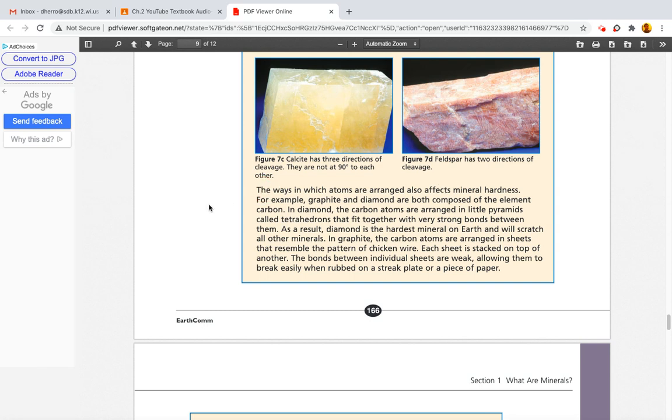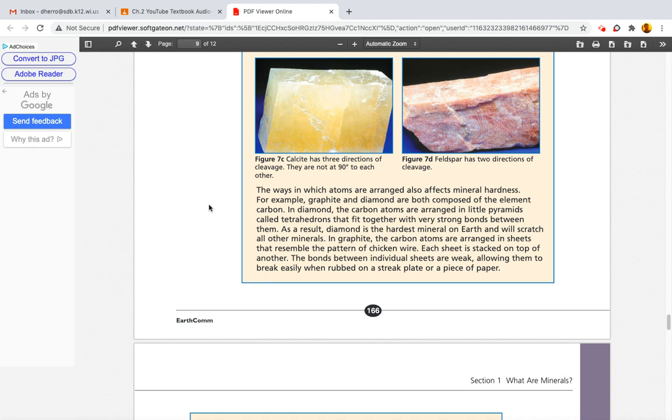The ways in which atoms are arranged also affects mineral hardness. For example, graphite and diamond are both composed of the element carbon. In diamond, the carbon atoms are arranged in little pyramids called tetrahedrons that fit together with very strong bonds between them. As a result, diamond is the hardest mineral on Earth and will scratch all other minerals.